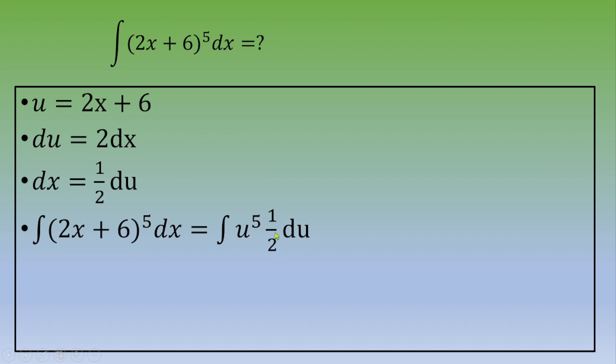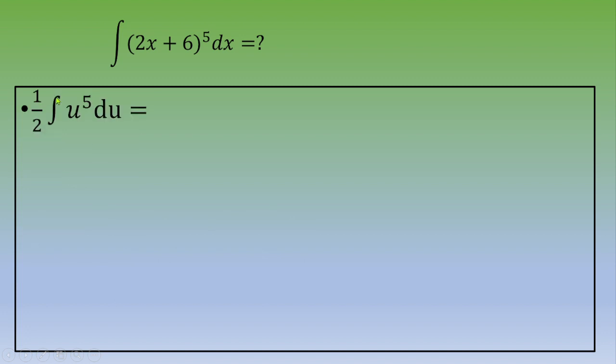1/2 is a constant number, so you can put this constant outside of the integral, and you get 1/2 times the integral of u power 5 du. So now you calculate an antiderivative, and this is u power 6 over 6. So this is 1/12, since 12 is 2 times 6, times u power 6 plus a constant number, c.